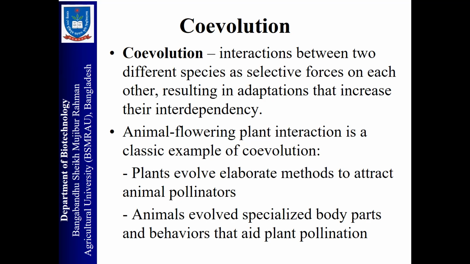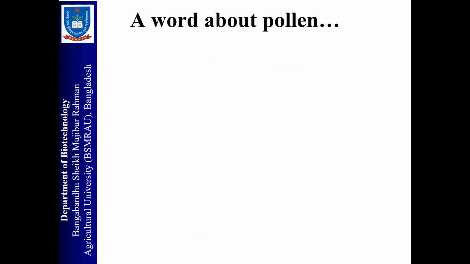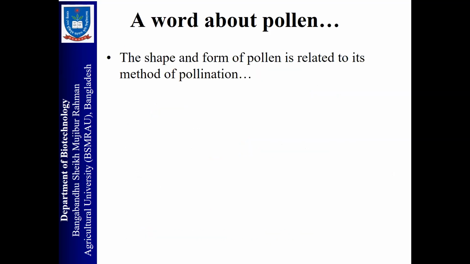And you'd be excited to know all the details, because lots of knowledge has already been discovered to understand the plant pollinator coevolution. A word about pollen: the shape and form of pollen is related to its method of pollination. Very interesting. All pollens are not in the same shape and same form. So pollen morphology is also an interesting subject.